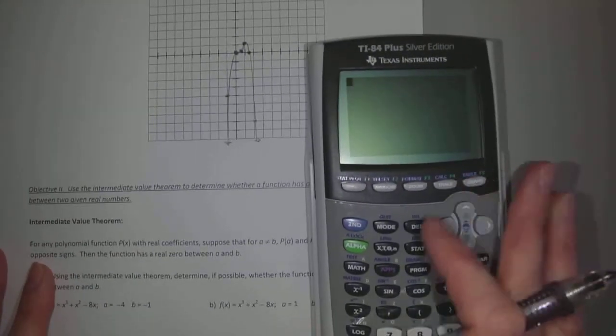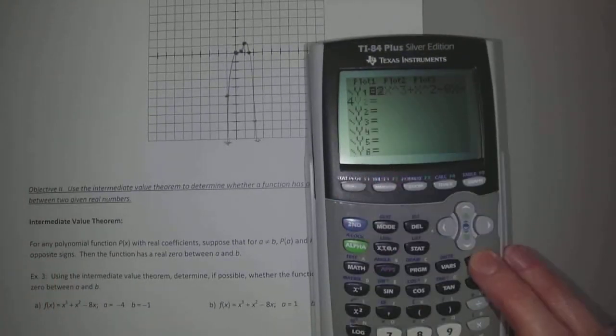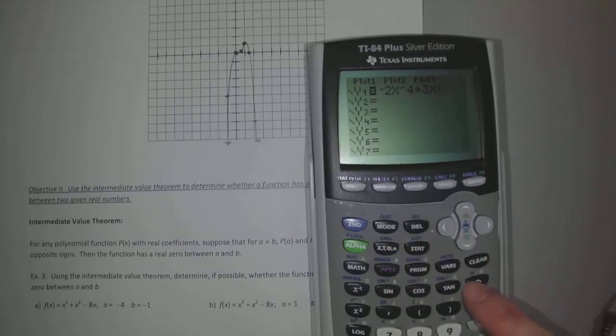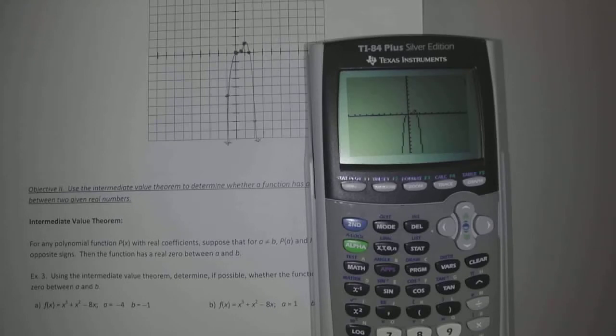So in my y equals, I'm going to clear out my y equals, and I'm going to type, make sure you use the negative button, not the minus button, -2x to the 4th plus 3x to the third. And there he is. So notice he looks like our guy where it has that little weird smidge, that W going on there.